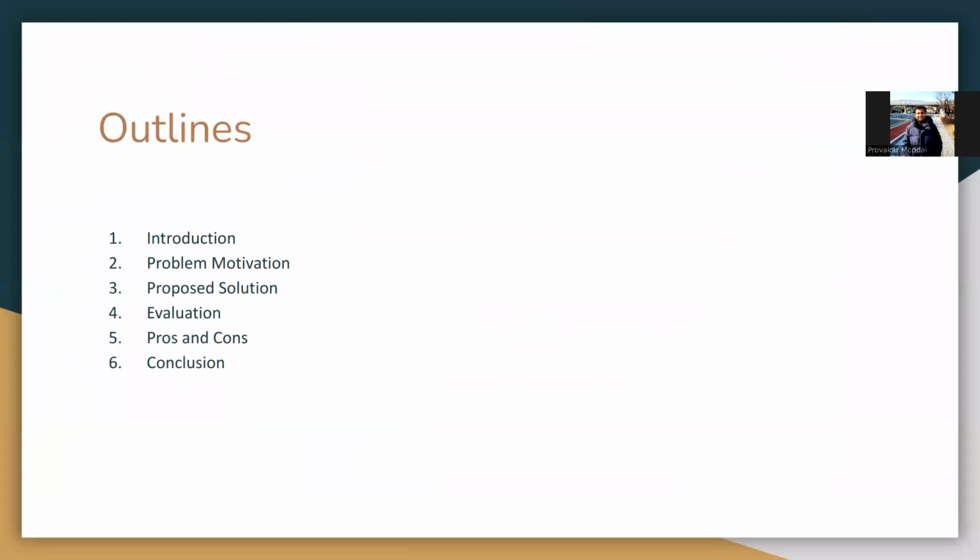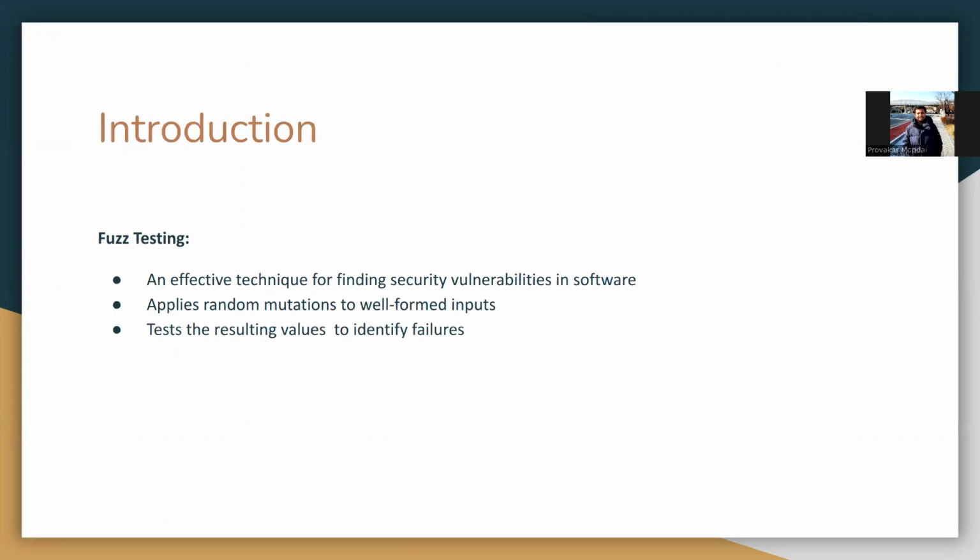My presentation has 6 contents. First, I will say something about the background. Then I will talk about the problem motivation of this paper. Third, I will say about the solution the authors have proposed. Then I will talk about the evaluation results. Then the advantages and bad sides of this paper, I mean the limitations of the paper, and finally I will talk about the conclusions.